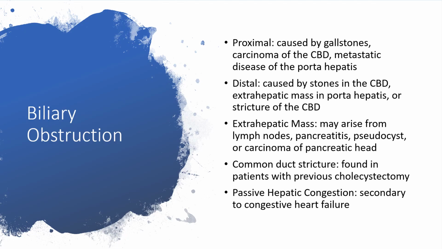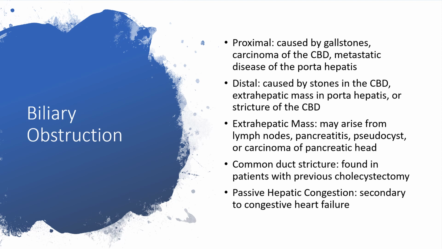All right, another cause of liver disease is going to be biliary obstruction. This can be proximal or it can be distal. If it's proximal, it's caused by gallstones or cancer in the common bile duct. It can be metastatic disease of the porta hepatis. Distal to that, we're going to see stones in the common bile duct. We can see extrahepatic masses. These are masses outside of the liver that are in the porta hepatis or close to the common bile duct and impinge on the common bile duct, causing stricture.